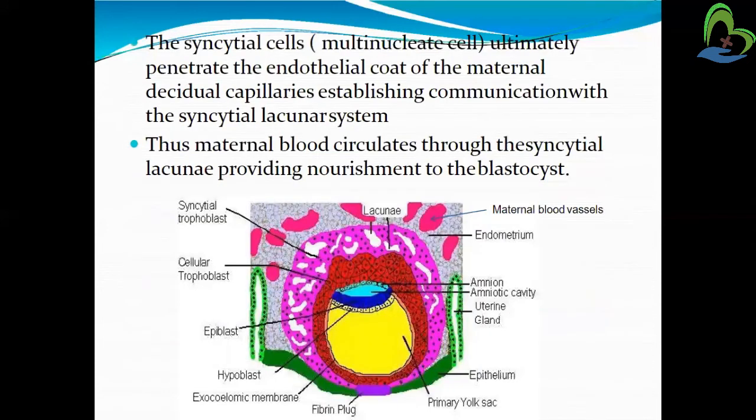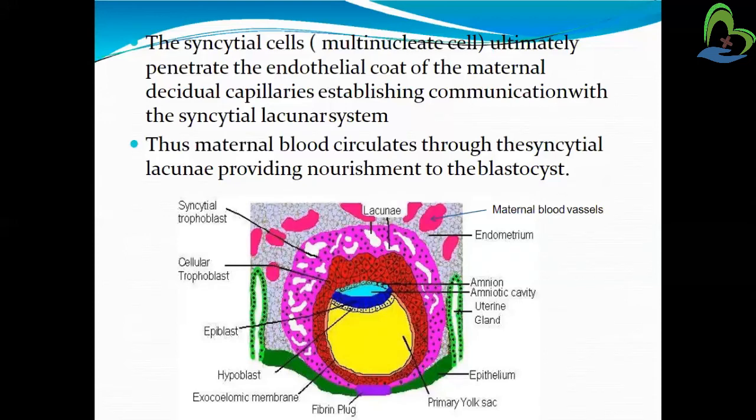The syncytial cells, meaning multinucleated cells, ultimately penetrate the endothelial coat of the maternal decidual capillaries, establishing communication with the syncytial lacunar system. From the mother's side, the endothelial coat is responsible for protection. So the syncytial cells are formed and penetrate the surrounding endothelial coat. Thus the maternal blood circulates through the syncytial lacunae, providing nourishment to the blastocyst.